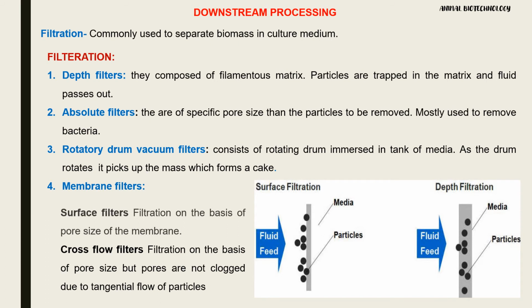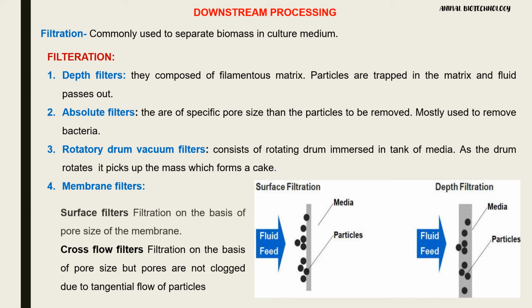Filtration. It is the process of removal of cell debris or particles. Certain feedstocks which have large amount of high density debris, clarification with centrifugation is necessary prior to filtration. Different types of filtration units are present. First, depth filters. They are composed of filamentous matrix and the particles get entrapped into the matrix, as shown in the figure below. Absolute filters. They have definite or specific pore size than that of the particles to be removed. It is generally done to remove bacteria.